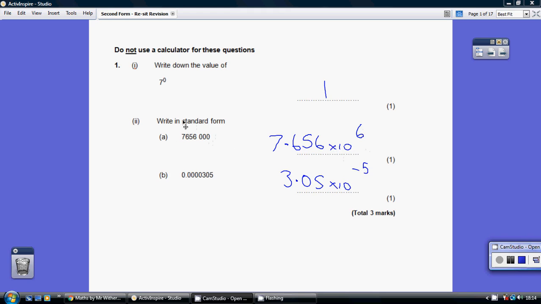So this is what you've got to bear in mind. If it's a big number to start with, it's going to be a positive power. If it's a tiny number to start with, it's going to be a negative power. So all that's now left is to get this number correct, and that's the hopping along bit.